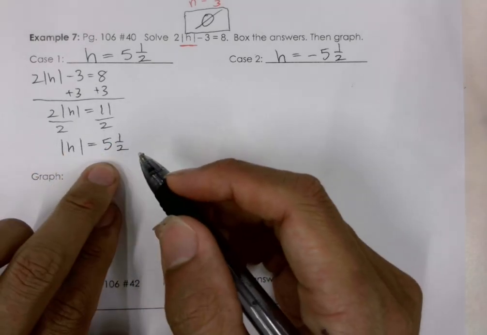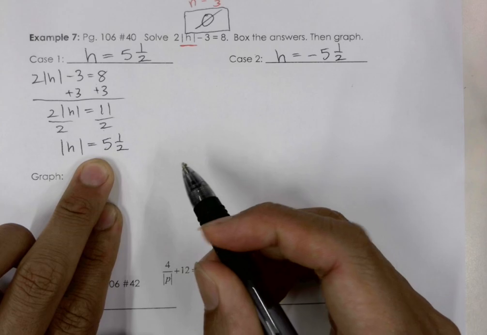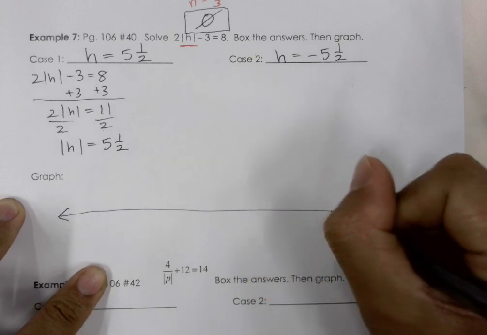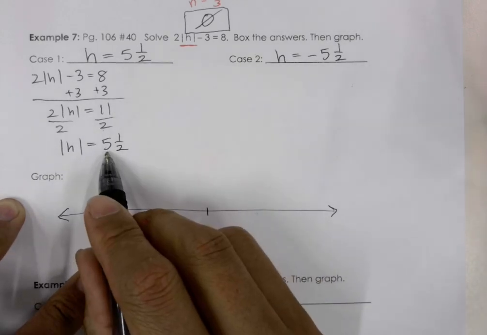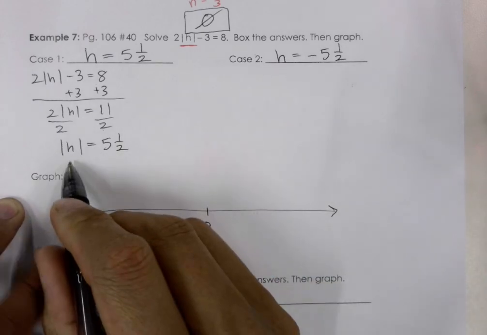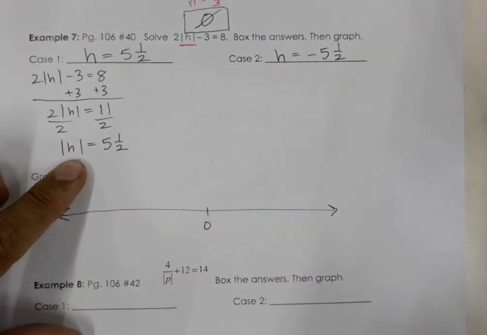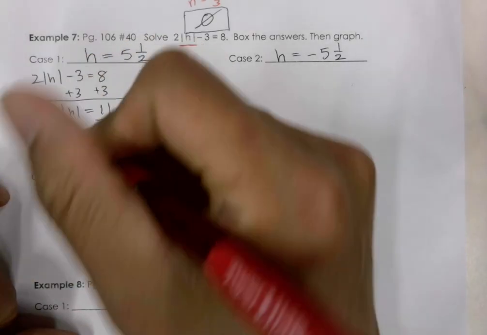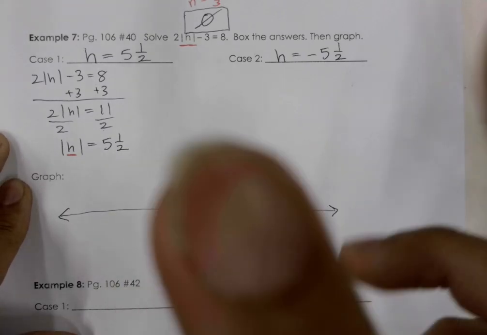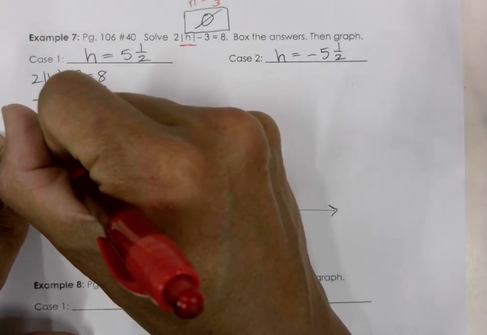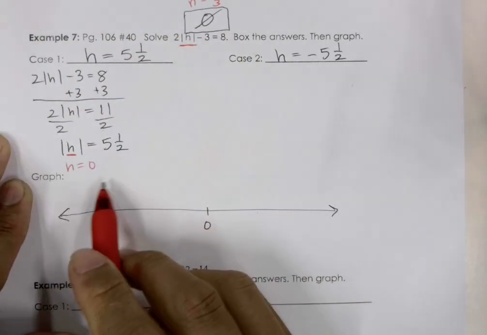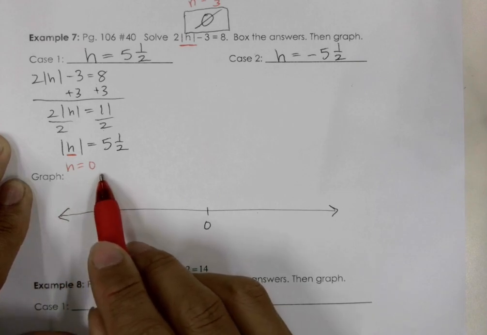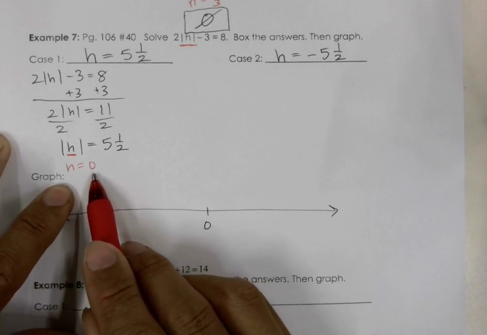And so what is this equation asking us? It's asking us which points are 5.5 units from 0. And why do I know the center point is 0? Because how do we find the center point? We take the expression inside of the absolute value, and we set it equal to 0. H is equal to 0. We solve for the variable. There's no need to solve for the variable. It's already done. So our center point is 0.